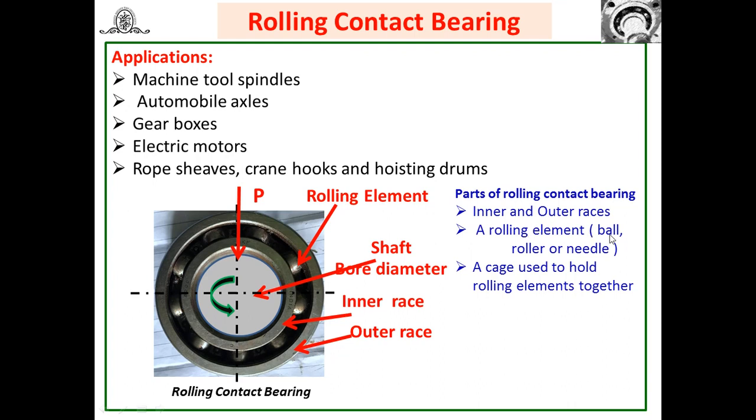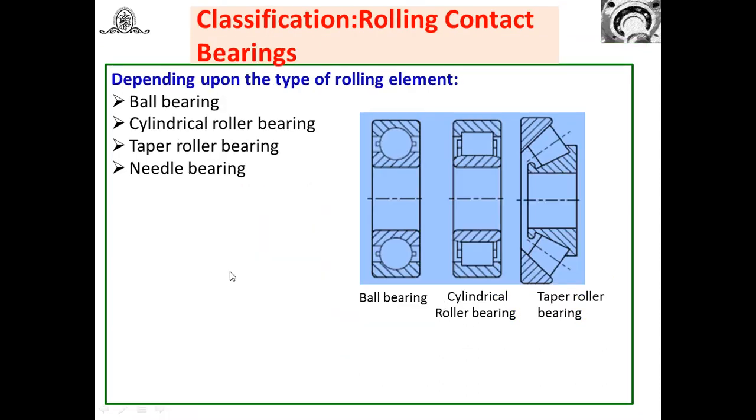Then the rolling element may be a ball, roller or needle. Look at this here, rolling element. Then the cage, which is used to hold the rolling elements together. In between here you will find how these balls are held together by using a cage. Try to understand. Then the rolling contact bearings are used in many applications such as machine tool spindles, automobile axles, gearboxes, electric motors, rope sheaves, crane hooks and hoisting drums. These are some of the applications of rolling contact bearings.